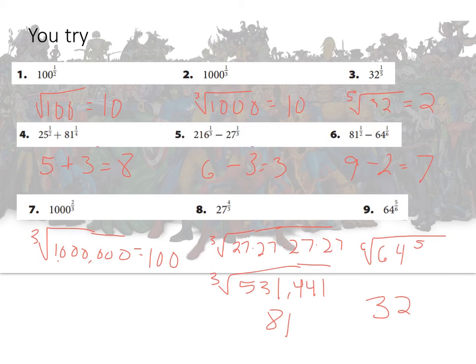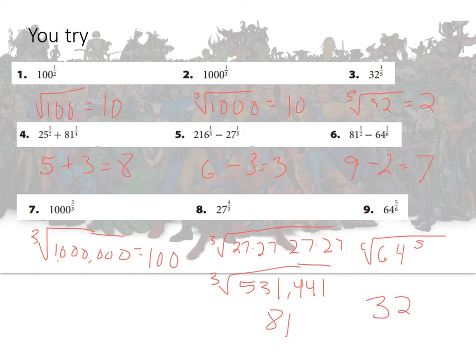Alright, here are your answers. 100 to the 1/2 power is the square root of 100, which equals 10. Notice it's not 50, we're not dividing by 2. 10 times 10 is 100, so that's why it's the square root. The cube root of 1,000 is also 10, because 10 times 10 times 10 gives you 1,000. The fifth root of 32 is 2, because 2 times 2 times 2 times 2 times 2 is 32.